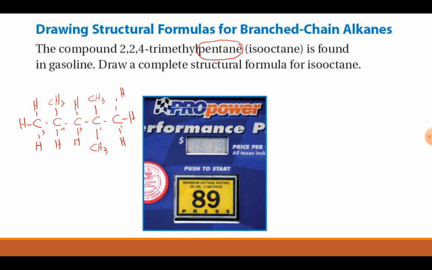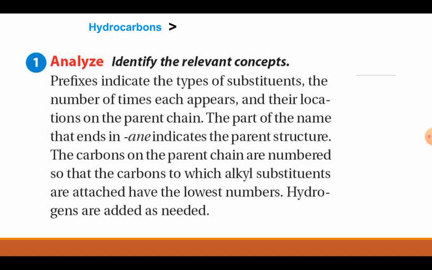How many in 2? 2, because he put 2 and 2. So we have here 2 groups attached to 2, right? And how many in 4? Just 1, because he said 4 once only, one time. Is it now? Okay, it's very easy. Analyze, he told you how to solve or answer this question. A prefix indicates the type of substituents, the number of times each appears and their location on the parent chain.